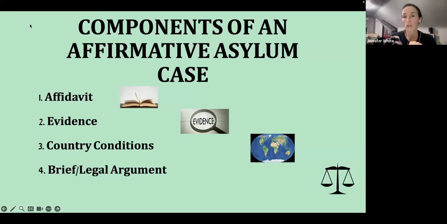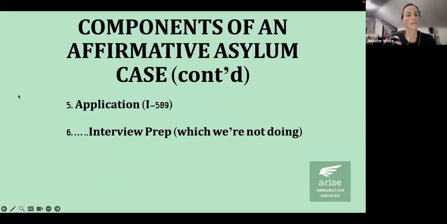The brief or the legal argument, why they satisfy that strange definition of a refugee that I read a couple minutes ago. And that's a whole separate discussion we're going to have next week about how you write and how you understand legal arguments for asylum seekers. And then the actual application, which I think when you're in a rush working these cases up, it's easy to think that's less of a task than the other portions I just mentioned.